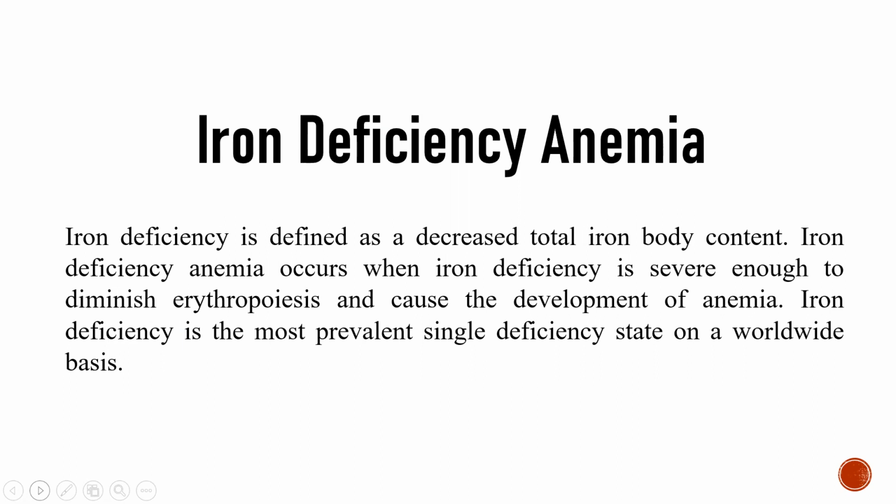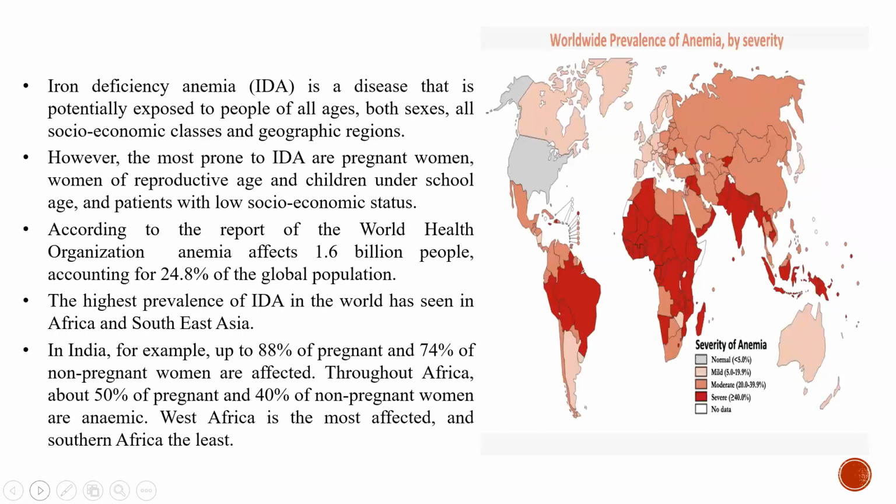It's the most prevalent single deficiency state on a worldwide basis. It's a disease potentially exposing people of all ages, both sexes, socioeconomic classes and geographical regions. However, the most prone to this type of anemia are pregnant women, women of reproductive age, and children under school age, and patients with low socioeconomic status.